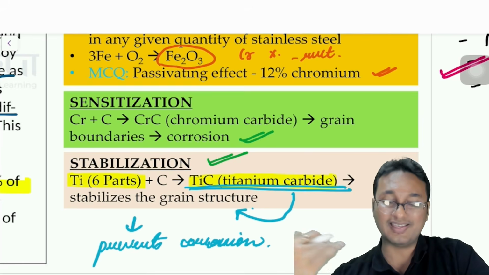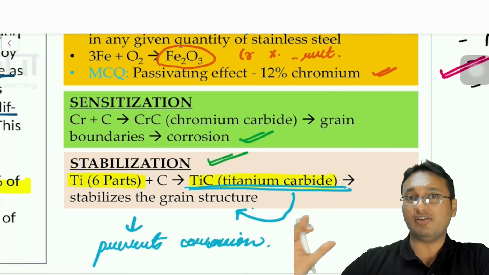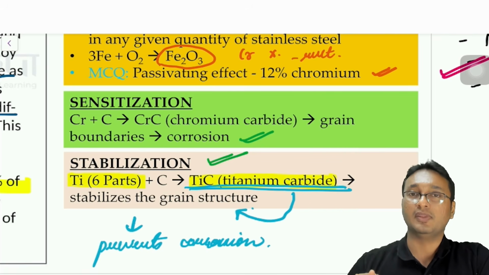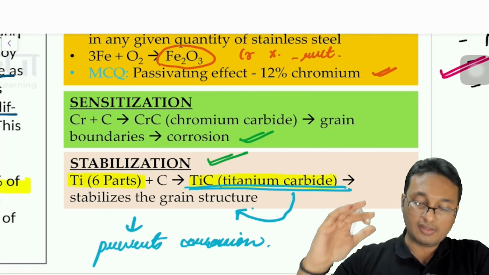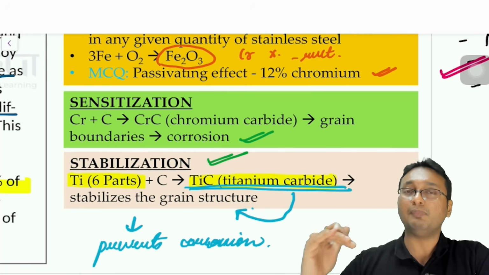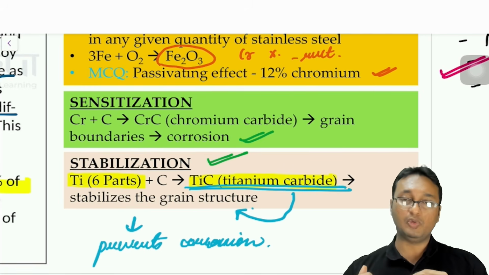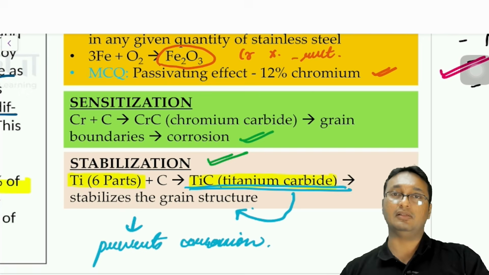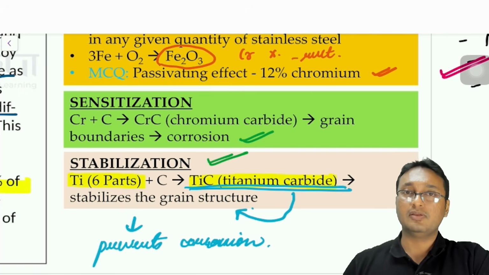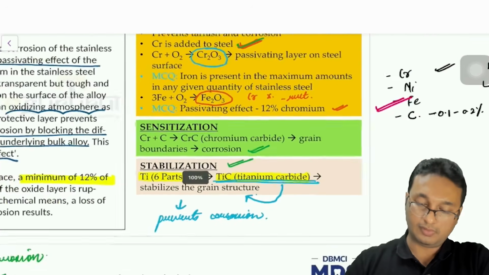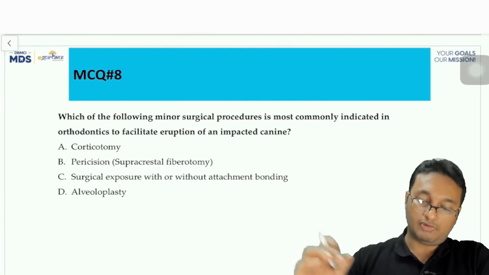We want the development of titanium carbide instead of chromium carbide. That's why we are adding 6 parts of titanium, so that the carbon preferentially reacts with titanium instead of chromium to form a more stable structure, that is titanium carbide, which stabilizes the grain structure, which in turn prevents further corrosion from happening. Right? So we want to increase the life of that particular metal. Okay? For that reason, we add 6 parts of titanium to 1 part of chromium. Okay? That is stabilization. Next question.